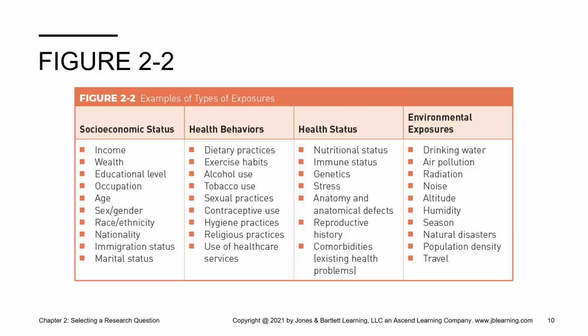Figure 2.2 goes over several different examples of types of exposure. Jacobsen goes over socioeconomic status, so things like income, wealth, education level, age, sex, gender, race, ethnicity, nationality, etc. Other things that could be looked at as exposures are health behaviors, so dietary practices, exercise habits, alcohol and tobacco use. Health status, so things like nutritional status, immune status, genetics, stress, etc. And environmental exposure, like drinking water, air pollution, radiation, noise, etc.